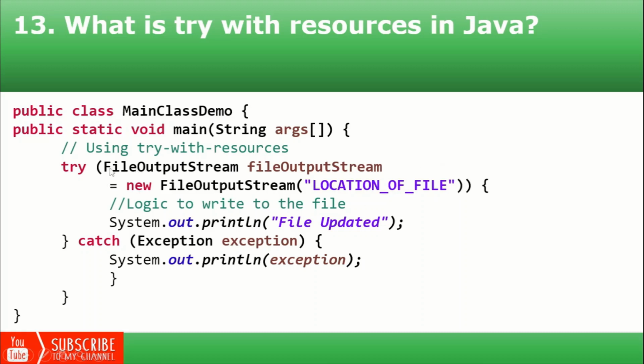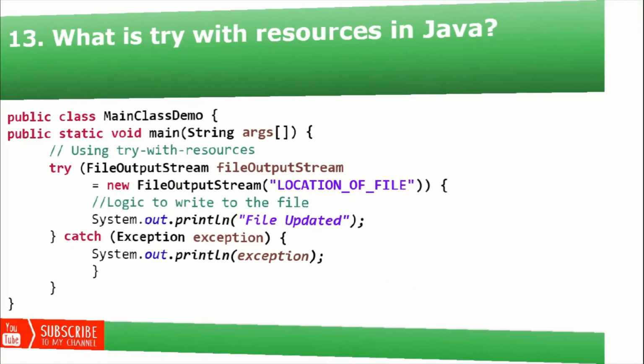The argument is nothing but the resources which we are declaring. So this FileOutputStream is the resource which will be used to write to the file where we want to write. And here you can see nowhere in the code are we closing this stream. All these responsibilities will be taken up by the JVM itself, so that no manual action is required.